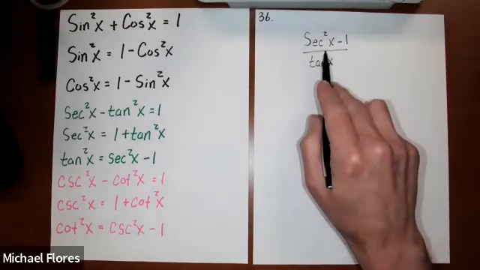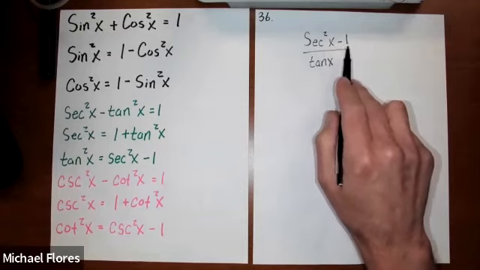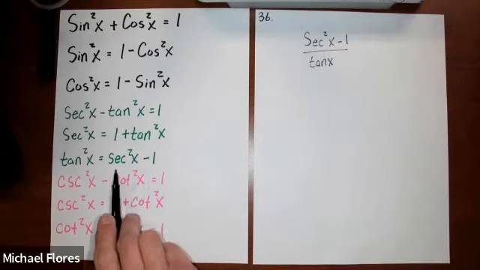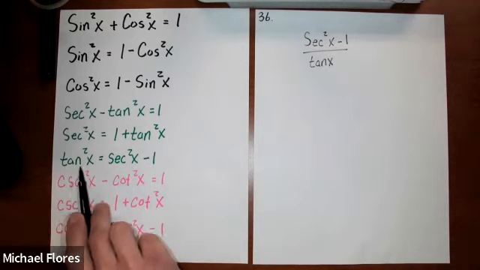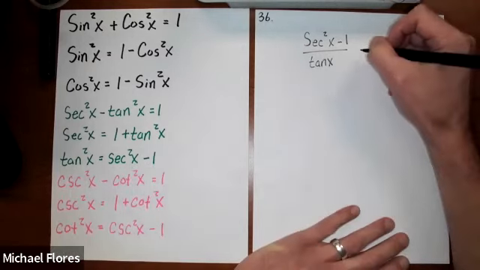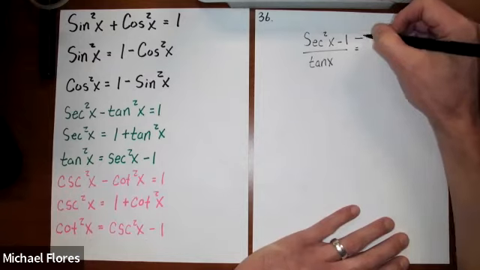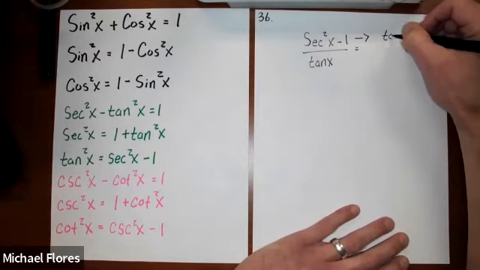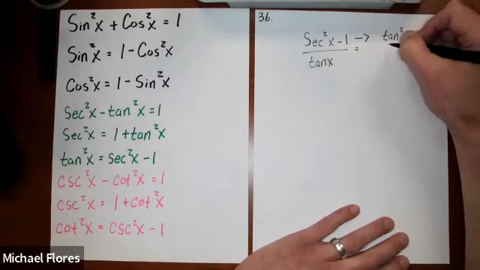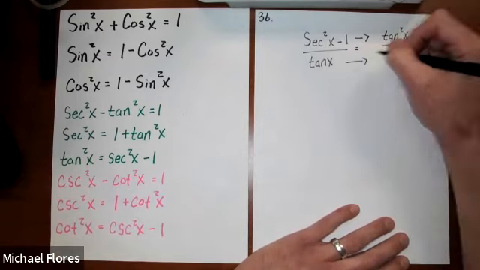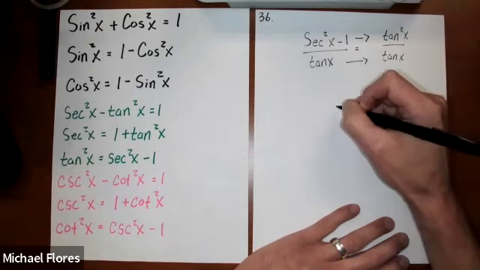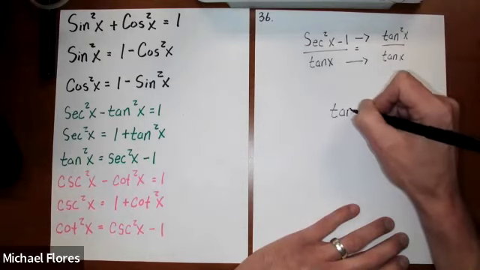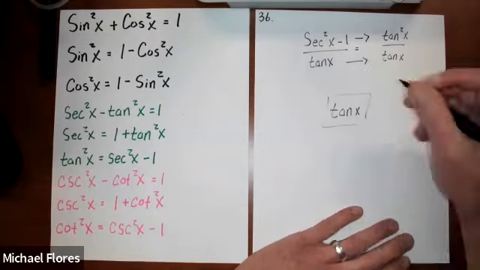Example 36, we have secant squared of x minus 1. If you look right here, this is where secant squared of x minus 1 is. That's the exact same thing as tangent squared of x. So I'm going to rewrite that. Rewrite this as tangent squared of x over tangent of x, which reduces to tangent of x.